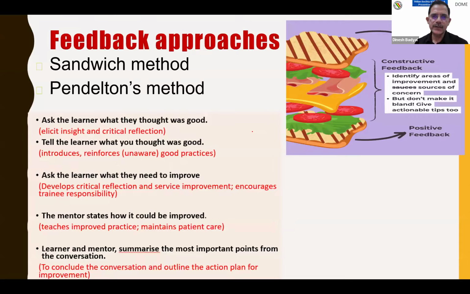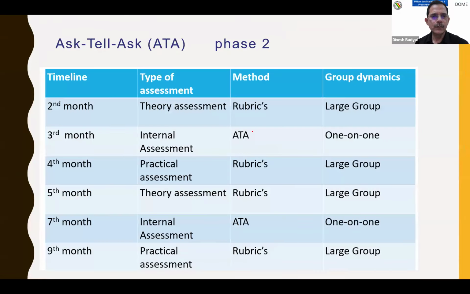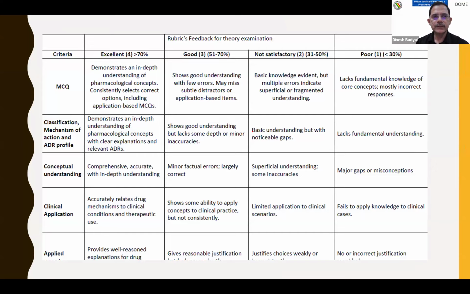Based on the context, which type of feedback it is, university exam or class test, you can use them for those. We also tried a new method as a FAIMER project last year, Ask, Tell, Us, in pharmacology. We made it for the full 1 year. People say, how can we give feedback for a full year? There is no time. So that's what we devised. 2 months theory assessment. We have developed a rubric. The rubric is like this. We have a mix of MCQs.